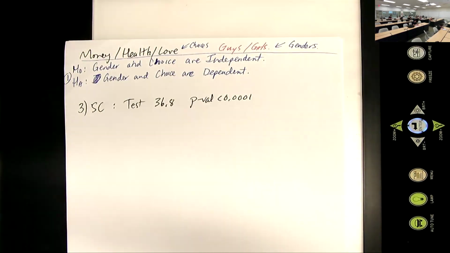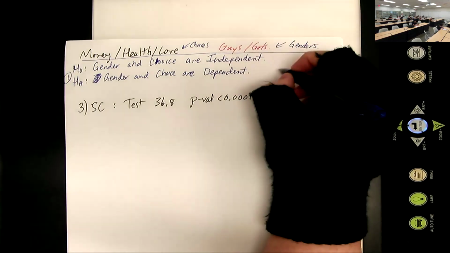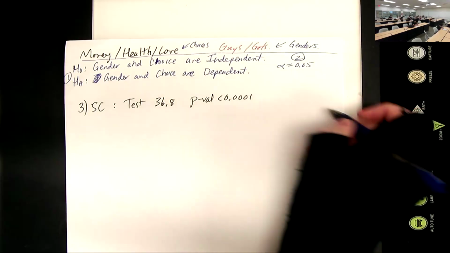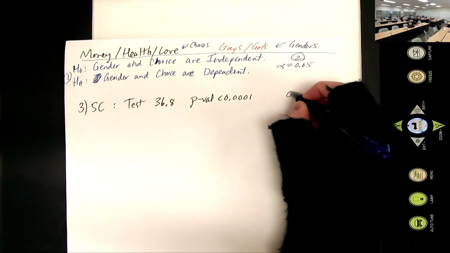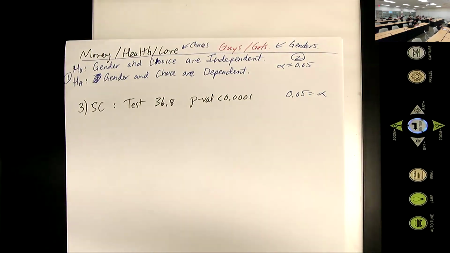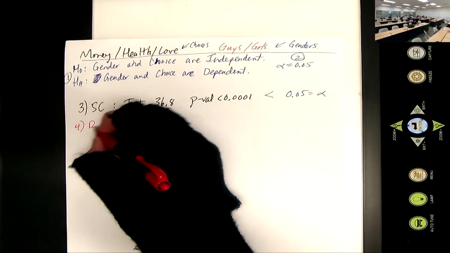Did they give us an alpha? They actually gave it. That's step two. Step three: I'm gonna move my 0.05 down here. How do we make our decision? Is p-value less than or greater than alpha? It's less than. What is that gonna make our decision?